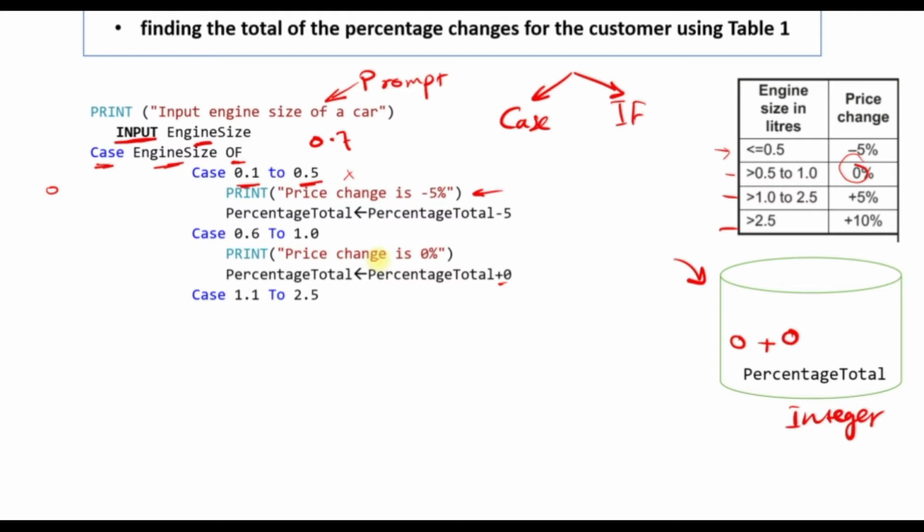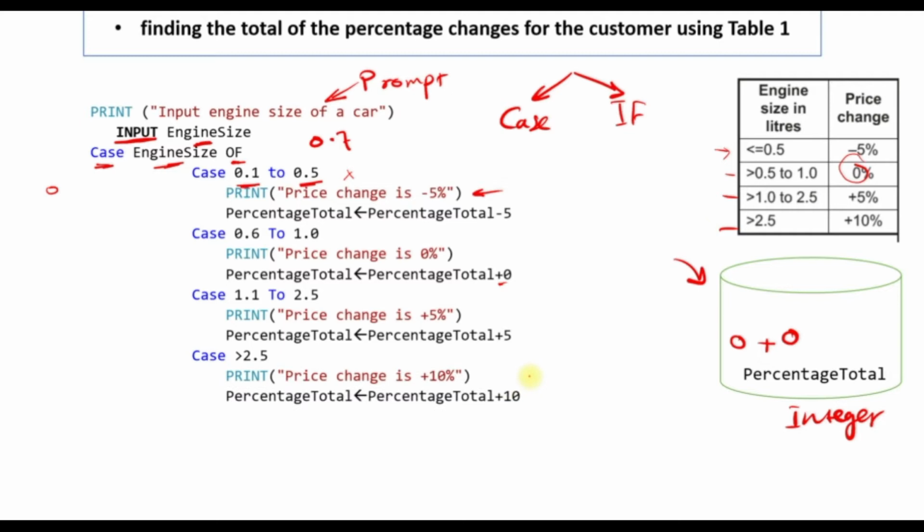Which is greater than 1.0. Now also the same thing, it will show this message to the user and it will apply the percentage total plus 5%. And then if it's greater than 2.5, for sure that percentage total will be 10%. Otherwise, because this is the structure, CASE, don't forget this, CASE then OF, in between these two keywords we have the variable name, and then we have the different cases.